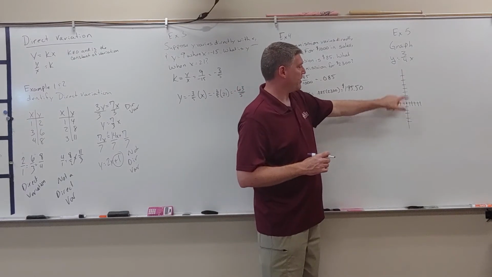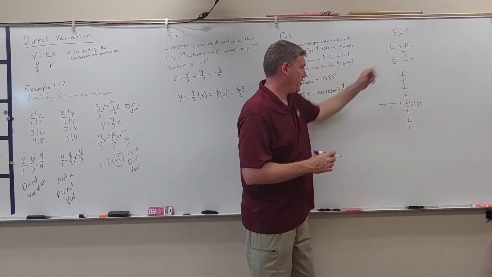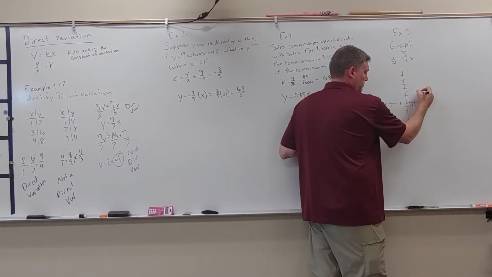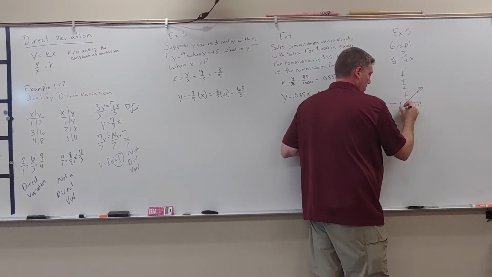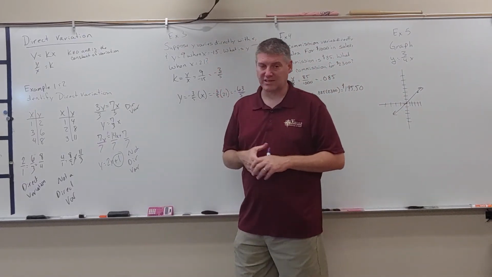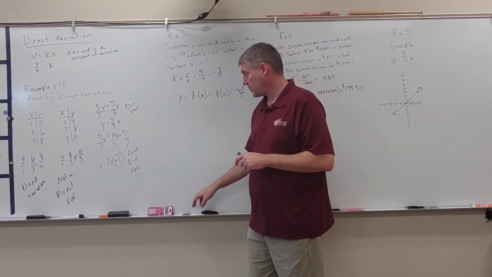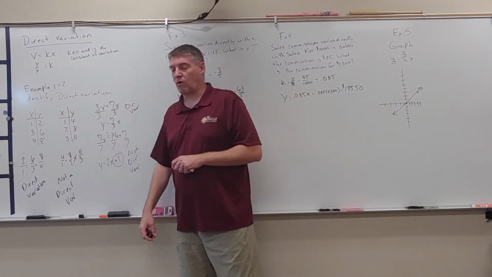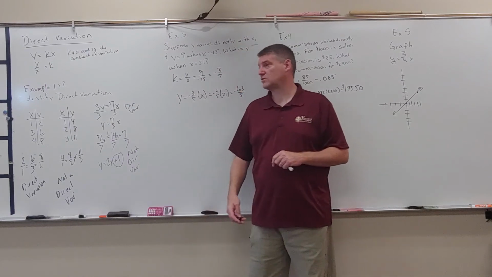Now, from that point, I'm going to use my slope. So here I'm going to go up 3, 1, 2, 3, to the right 4. There's my point, and there's my line. So remember, direct variation is a line that goes through the origin. The constant of variation is going to be y over x. So that's direct variation.